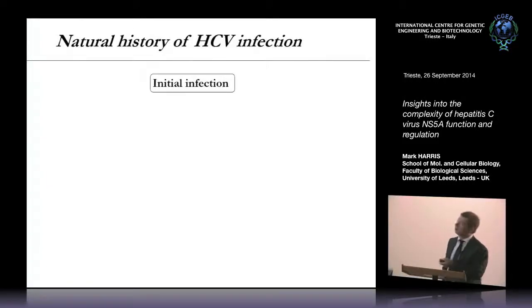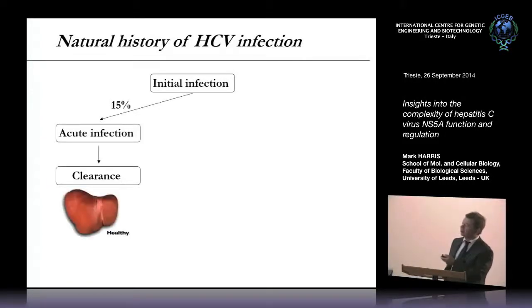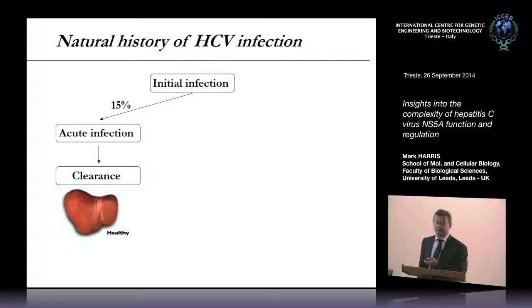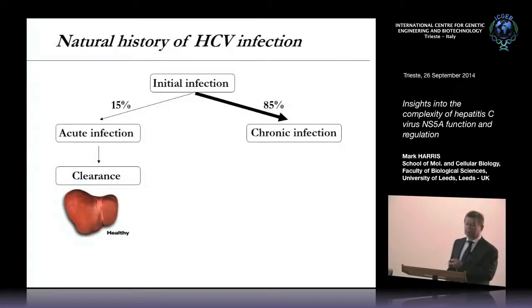So the natural history of the virus is that after initial infection, in some cases, about 15% of cases, patients just have an acute infection. They clear the virus, immune-mediated clearance, and they remain nice and healthy. This is a healthy liver here. But for most people, the virus establishes a chronic infection. We really don't know what the difference is between these two groups of patients.